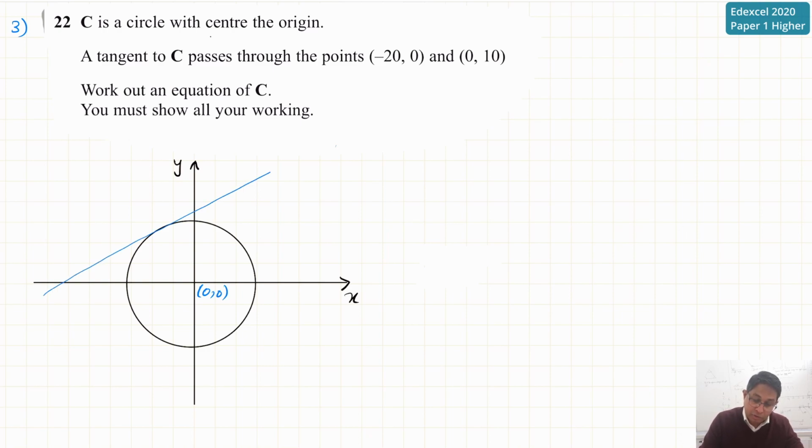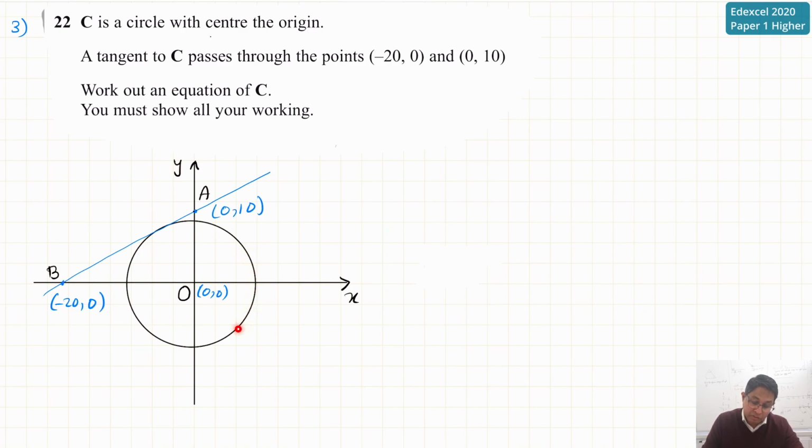We can write these coordinates here, minus 20, 0. This coordinate here, 0, 10. I'm going to label this point origin as O. This point here I take as A and this point as B. You have to work out an equation of circle C. You must show all your working. Let's see how we can do this.